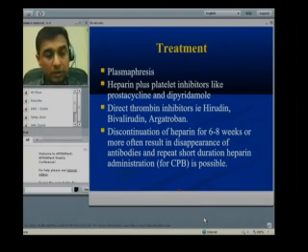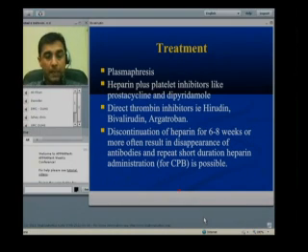There are a lot of techniques described in the literature. One of them is plasmapheresis. Via plasmapheresis, we can try to decrease the load of antibodies present in the serum, antibodies against the platelet factor 4 and heparin complex. This type of treatment is not very popular.